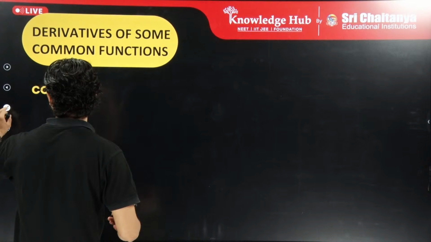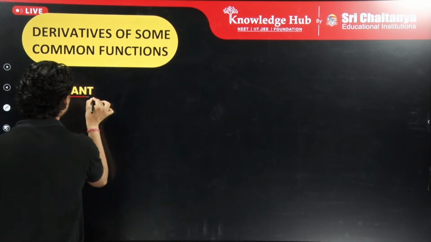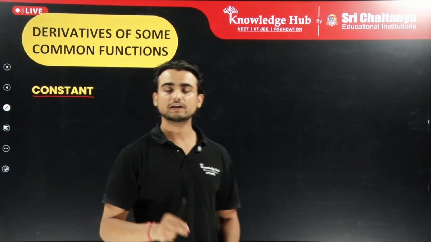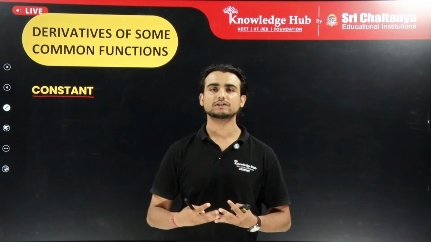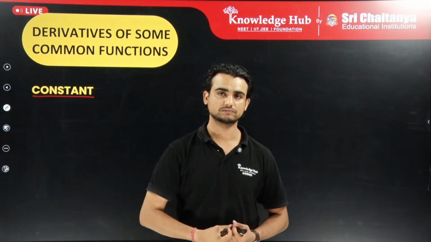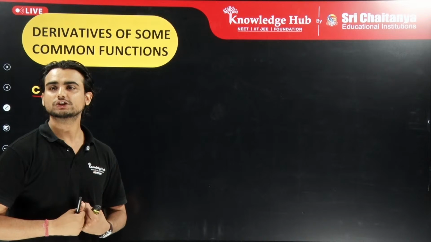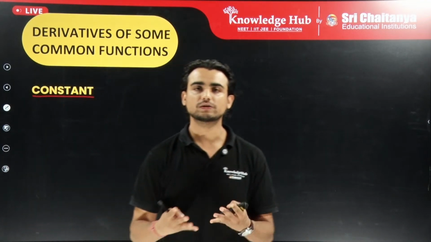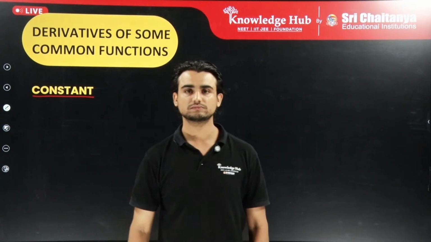So let's write all the functions and find the derivative of them. I'll not be deriving the derivations, okay? We will just write the functions and the derivative of that function. So first is a constant function. What do you mean by a constant function? A constant function is a function which does not change when I change the input, right?